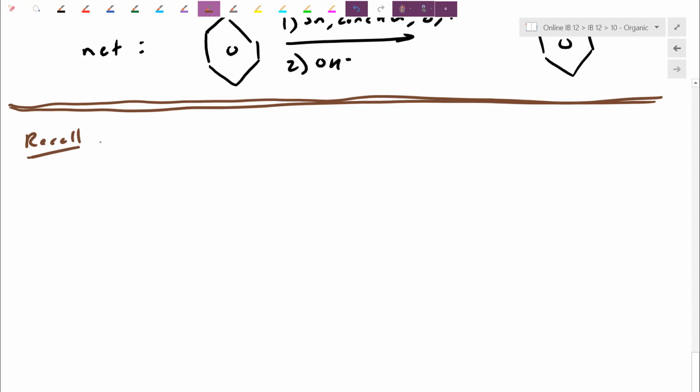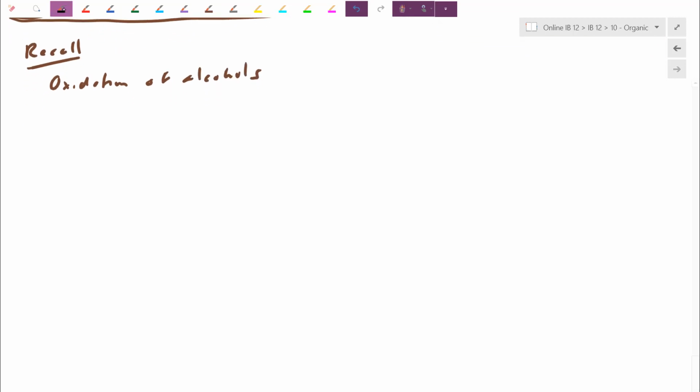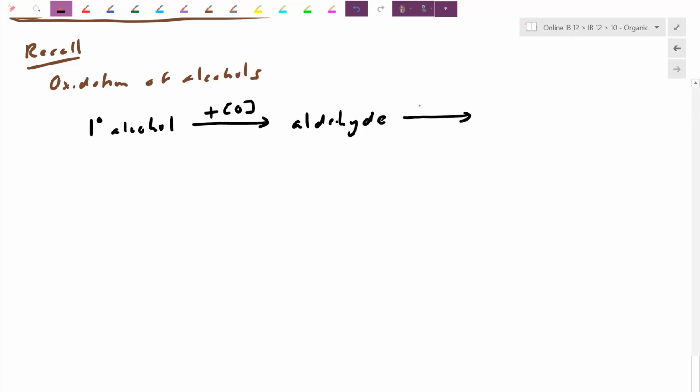So stepping away from benzene now. Recall the oxidation of alcohols, right? Depending on the degree of the alcohol, a primary alcohol could be oxidized. In general, we say plus O for oxidation. If you do a distillation process here, this one ends up forming an aldehyde. The aldehyde has a lower boiling point than either the starting alcohol or the carboxylic acid, which you get if you completely oxidize it fully, right?